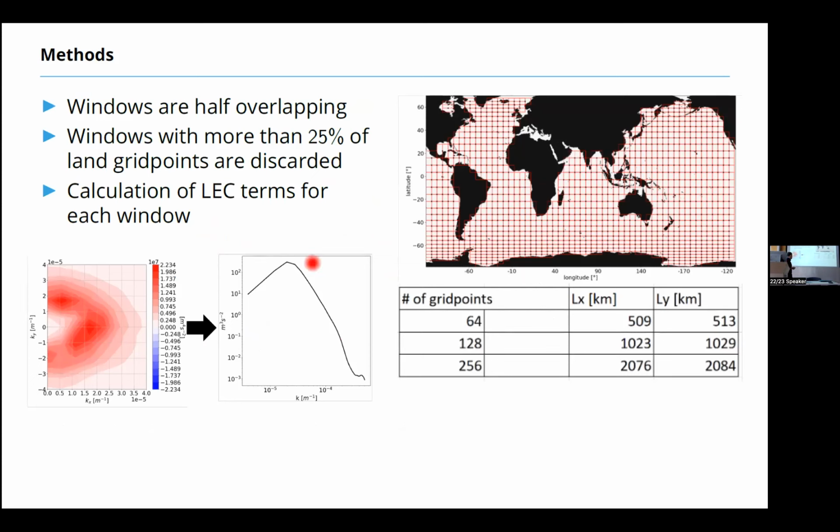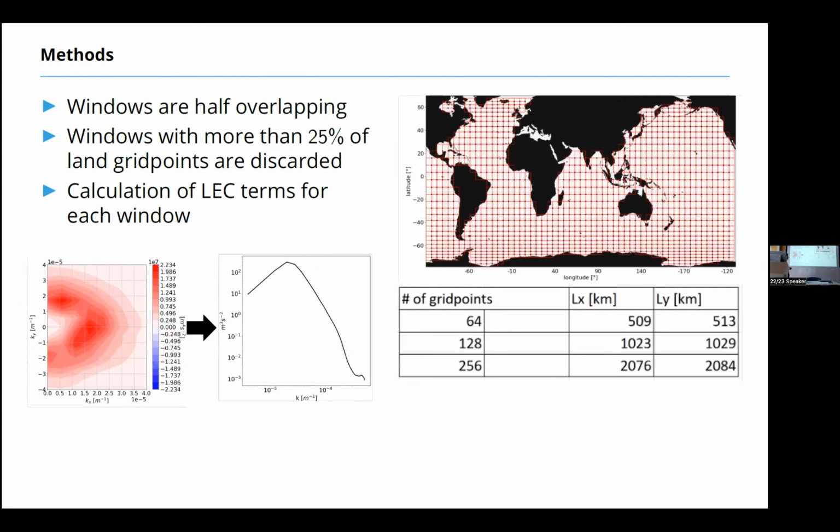So I show this here as an example for eddy kinetic energy, first as a function of ky and kx. And then I perform a coordinate transform, collapse the wave number vector to a horizontal one, which you see here on the x-axis. And then you have, yeah, the eddy kinetic energy spectrum for one window. And yeah, this I do for every window.